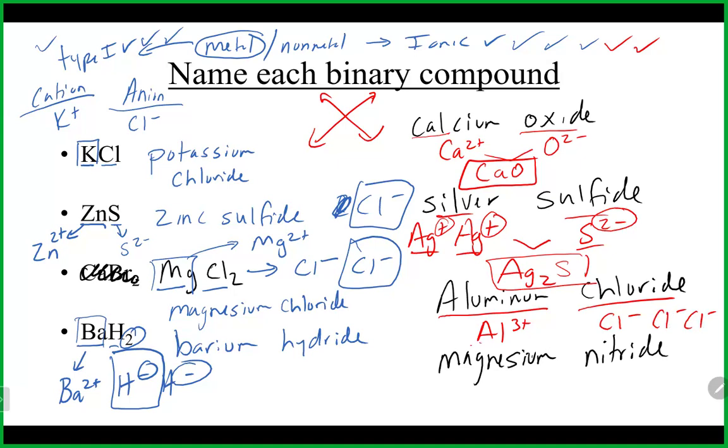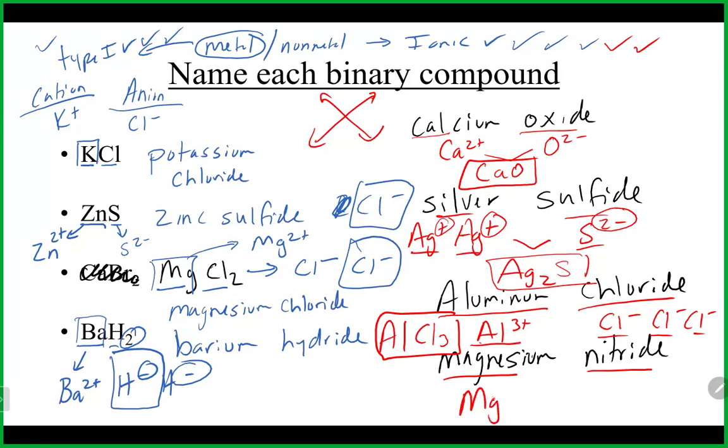So now I just count what I got. I got 1 of those, and I got 1, 2, 3 of those. And now I have the right formula in this case, which would be AlCl3. Lastly here, magnesium, which is a metal. Nitride, which is nitrogen, is a nonmetal, so it's ionic again.